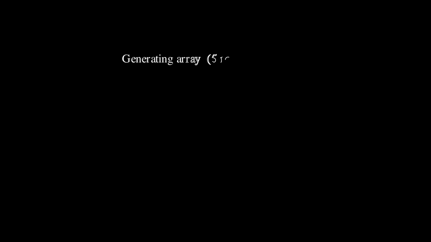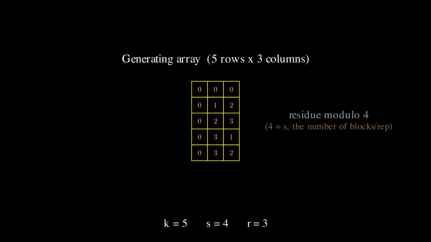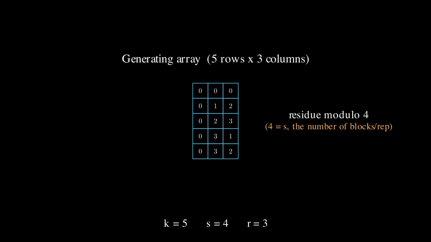The recipe starts with a generating array, 5 rows for the 5 plots in a block, 3 columns for the 3 replications. Every entry is a number from 0 to 3, a residue modulo 4, where 4 is the number of blocks in a replication. This array is in reduced form. The whole first row and first column are 0. These few numbers are the entire seed of the design.